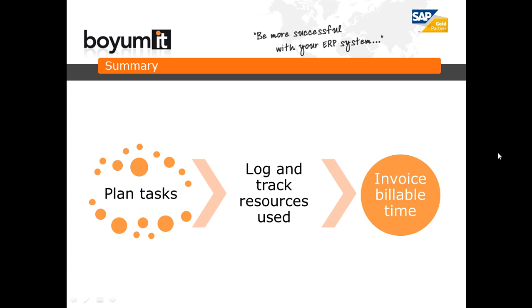So in summary, you can see that B1 time task is a very, very simple tool. There's 3 steps: plan, log, and invoice. And that is what most of the smaller companies need. And we don't want to try to make it more advanced than this.